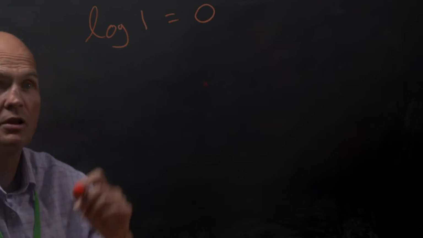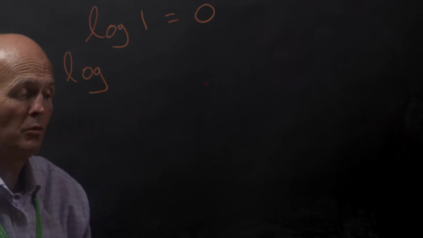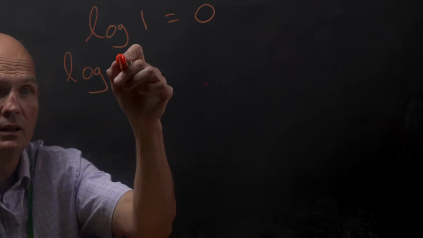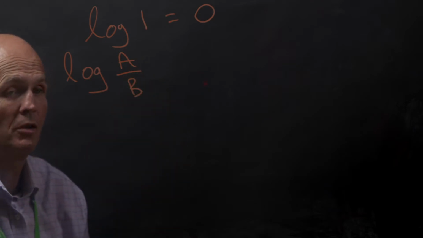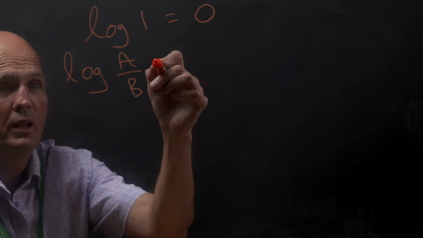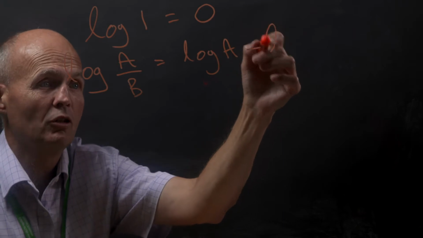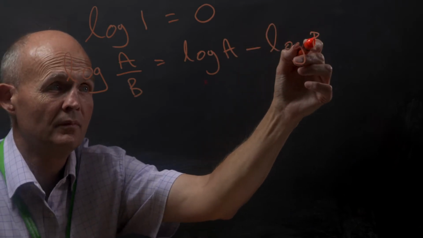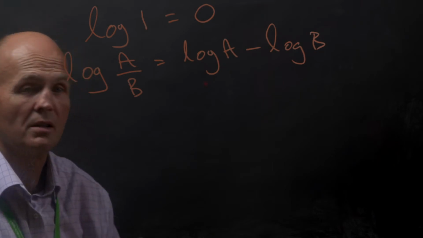The other rules are really to do with the manipulation of logs. The first is when we've got a log of a fraction, a divided by b. So you might have two terms, two separate terms, two variables. We can split this into the log of a minus the log of b. We see the use of this rule quite often in acoustics.